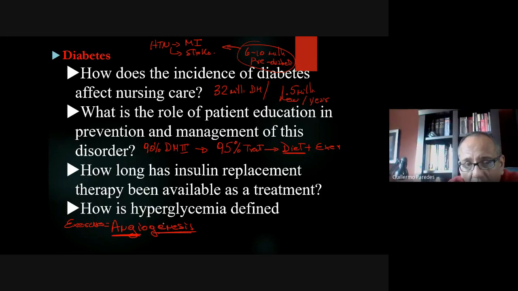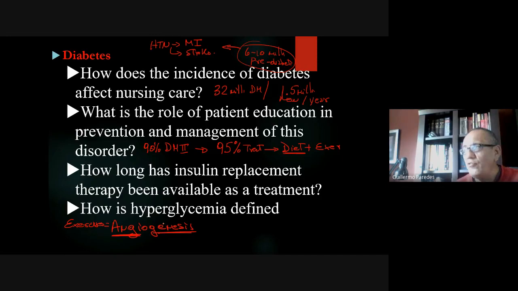How long has insulin replacement therapy been available as a treatment? Can you imagine how many diabetic patients we have? And where is the insulin coming from? So you kill somebody to take the insulin to give it to somebody? No, right? So how do we get this huge amount of insulin needed, right? The pharmaceutical industry comes into play here.